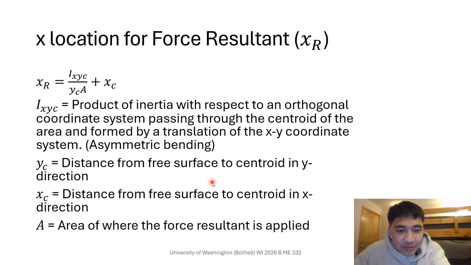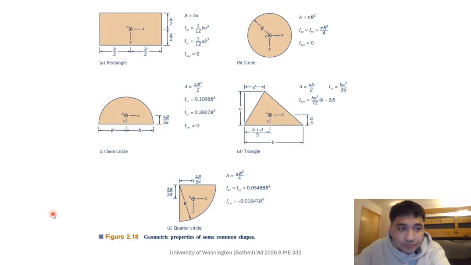YC is the distance from the free surface to the centroid in the y direction, and XC is the distance from the free surface to the centroid in the x direction. A is the area. And here is what I was talking about, right? Your area moment of inertias, right? So pretty nice here, right? So you have your normal rectangle, your circle, triangle. Instead of integrating, you have these set for you, right? The units are a dimension to the fourth power, which you should already know from your mechanics of materials class.